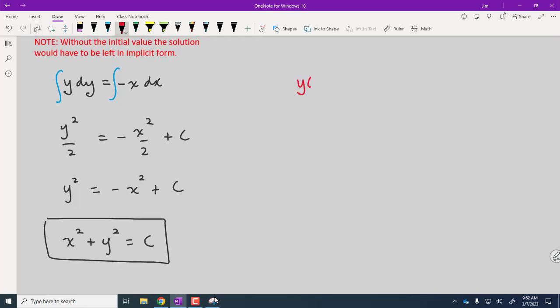So our initial value says y of 0 is 4. So if y of 0 is 4, our particular solution, we're going to replace the x with 0, the y with 4. We're going to get a constant of 16. So therefore, our implicit particular is that. Well, we know what that is. That's a circle of radius 4 centered at the origin.